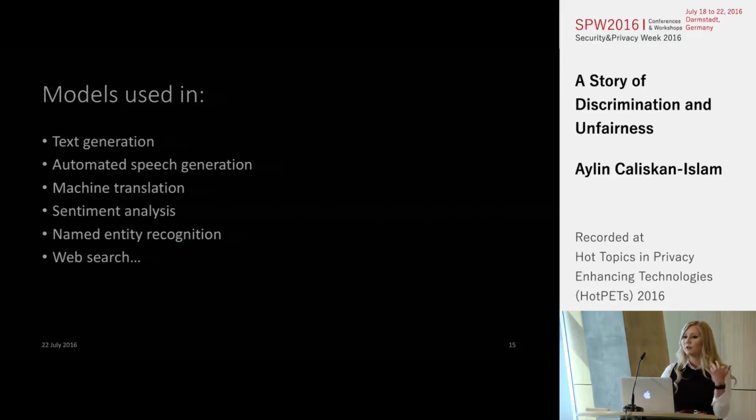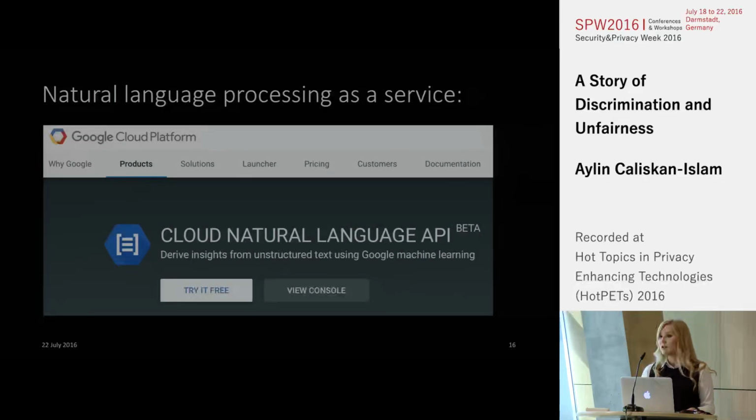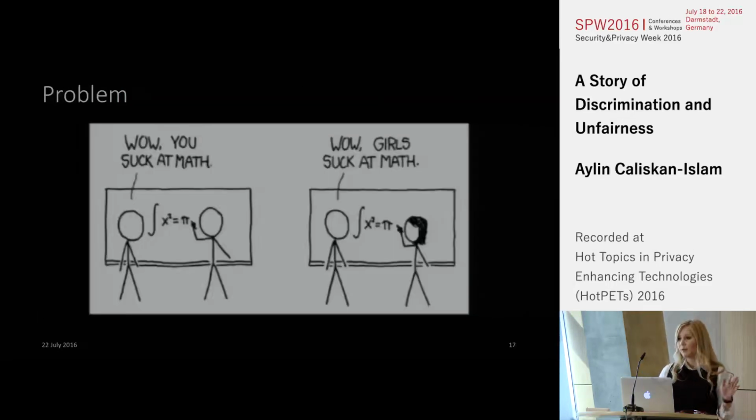For example, when you're on the phone and you hear a spammer, or you're talking to a bank and it's an automated call, it's probably one of these language models making those sentences for you. It's also used in machine translation, sentiment analysis, named entity recognition, and web search, which ends up creating your potential filter bubble. And nowadays, it's also being provided as a service. Two days ago, Google Cloud released their natural language API. And there's a problem here, because we know that these models learned from discriminating, biased input.